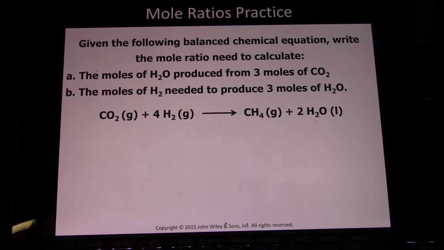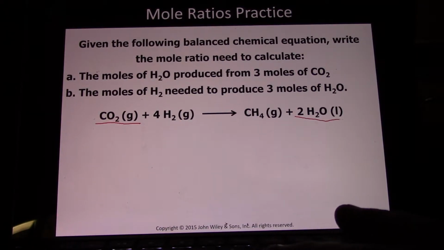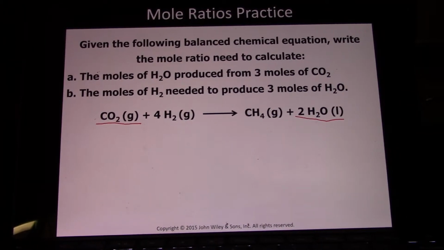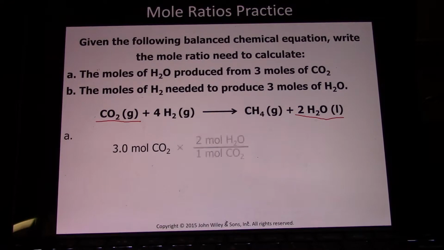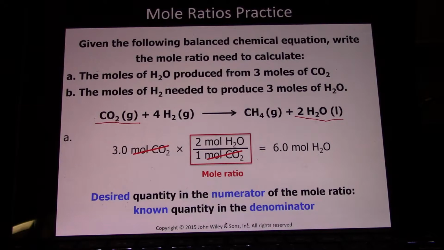Given the following balanced chemical equation, write the mole ratio needed to calculate the moles of water produced from 3 moles of carbon dioxide. Well, for every 1 mole of carbon dioxide that we produce, we produce 2 waters. Let's double check that it's balanced. 1 carbon on the left, 1 carbon on the right. 8 hydrogens on the left, 8 hydrogens on the right, 4 in methane and 4 in the 2 waters. 2 oxygens on the left, 2 oxygens on the right. So it is indeed balanced, and it's a 2-to-1 ratio, so I will produce 6 moles of water from 3 moles of carbon dioxide.